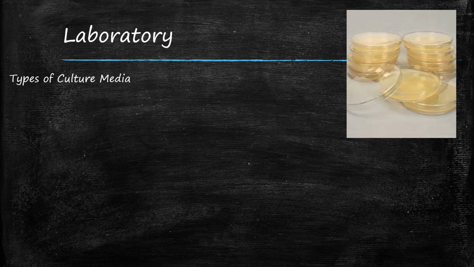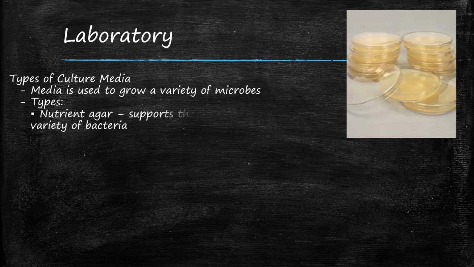So in the laboratory, we use a variety of culture media. Media is used to grow a variety of microorganisms, and there are different types, such as nutrient agar. Nutrient agar supports the growth of a large amount of different bacteria. So if you just want to see what's in your sample, you use nutrient agar, and it's going to support the growth of a large number of different organisms.